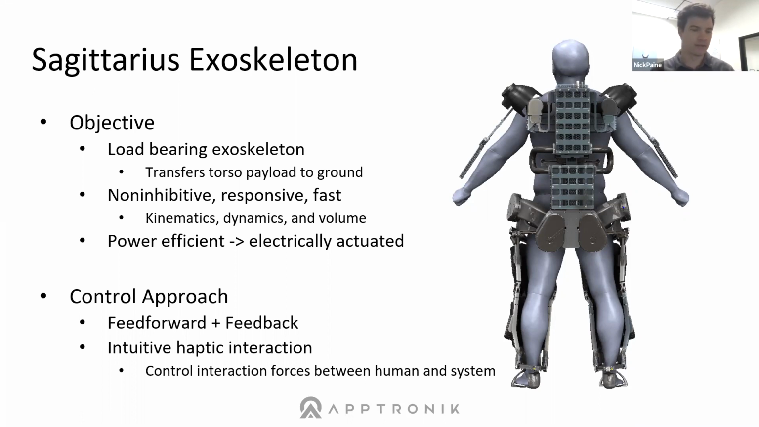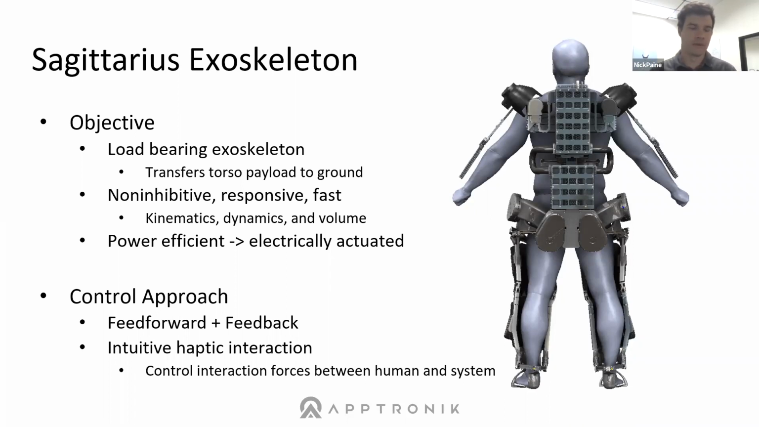These three things drive some engineering requirements: kinematic alignment with the human, dynamics, mass placement, and volume constraints from a workspace consideration. We also took a look at power efficiency, and this has been an optimization objective from the beginning. This requirement really drives us towards electric actuation, which is really our specialty as a company.